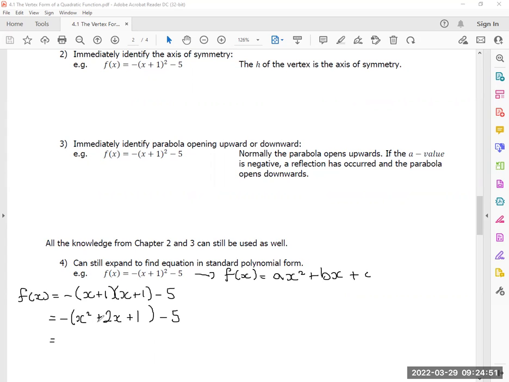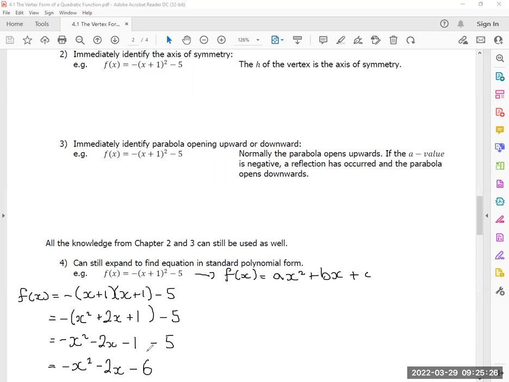So if you want to get rid of the brackets, we'll take a look if there's any numbers in front. We're going to use the distributive property, multiply that number in. This becomes -x squared. This becomes -2x. This becomes -1. And the -5 is still there. If I simplify by grouping like terms, the only like terms I see are the -1 and the -5. So my final equation is going to be -x squared, -2x, minus 6.